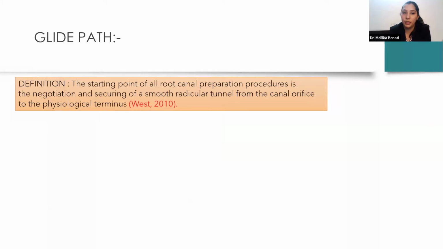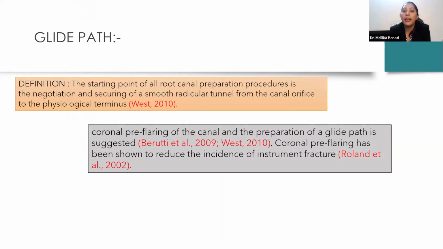Now, what is a glide path? The starting point of all root canal preparation procedures is the negotiation and securing of a smooth radicular funnel from the canal orifice to the physiological terminus. Now, that is the definition of a glide path. So, why is a glide path necessary? As the name suggests, we are providing a path for the other files to come and follow. That is the path file.